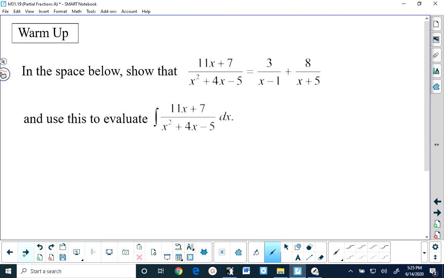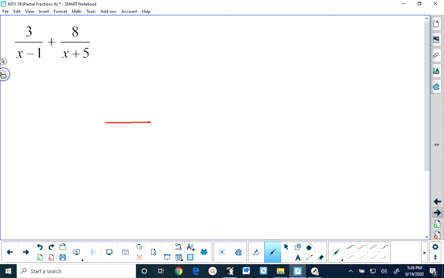All right, taking a look at the warm-up, the first part of the warm-up is asking us to show that (11x + 7)/(x² + 4x − 5) is in fact equal to 3/(x − 1) plus 8/(x + 5). So let's take 3/(x − 1) and add to it 8/(x + 5).